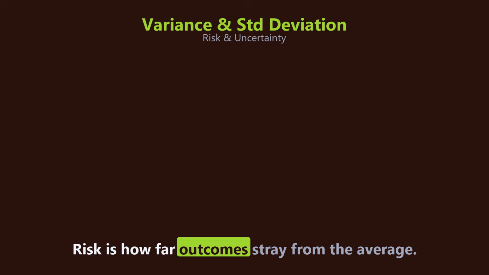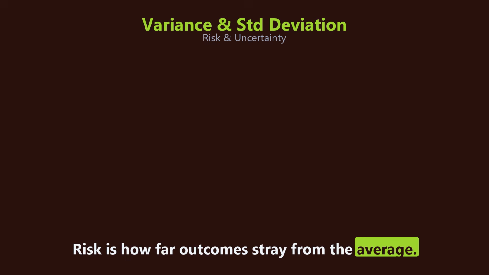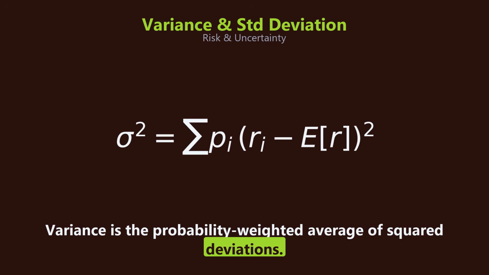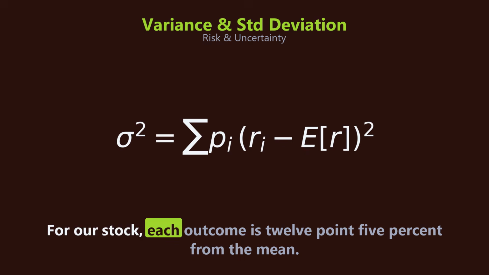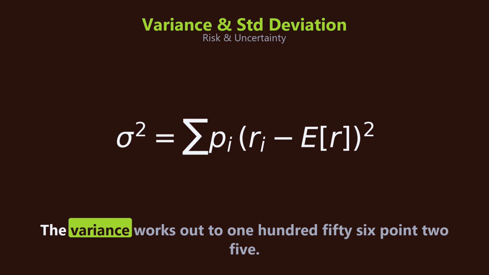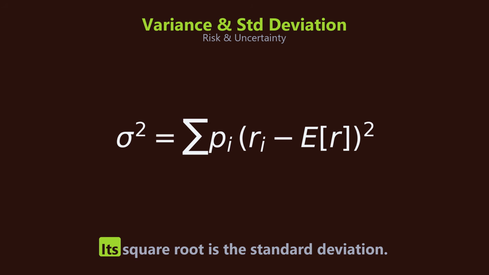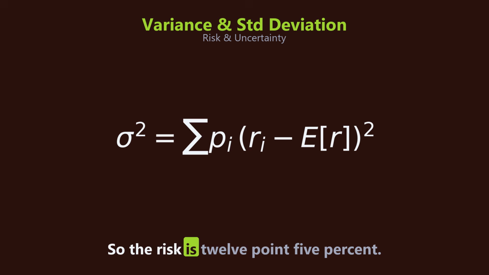Risk is how far outcomes stray from the average. Variance is the probability-weighted average of squared deviations. For our stock, each outcome is 12.5% from the mean. The variance works out to 156.25. Its square root is the standard deviation. So the risk is 12.5%.